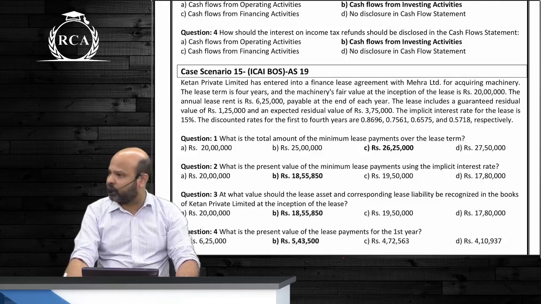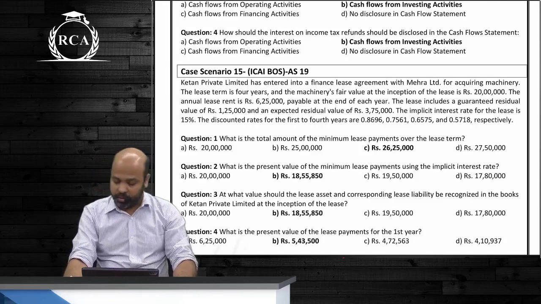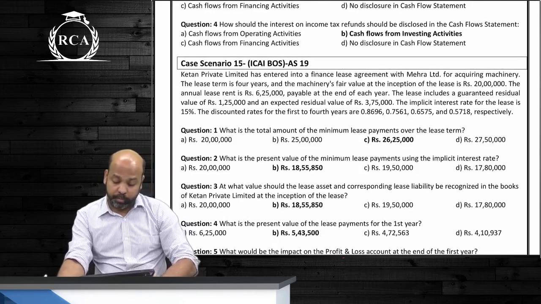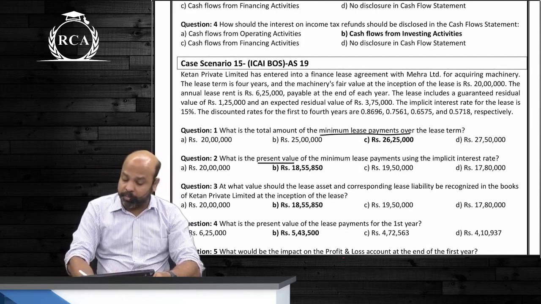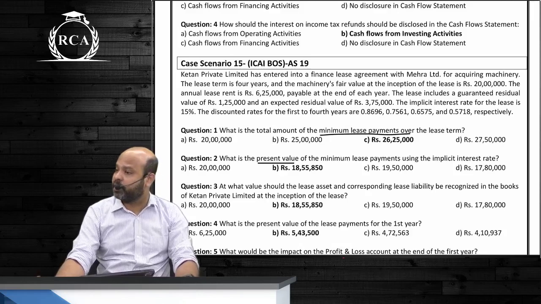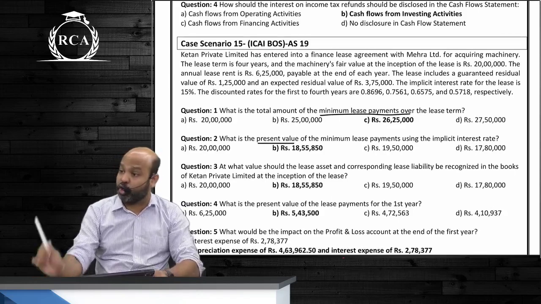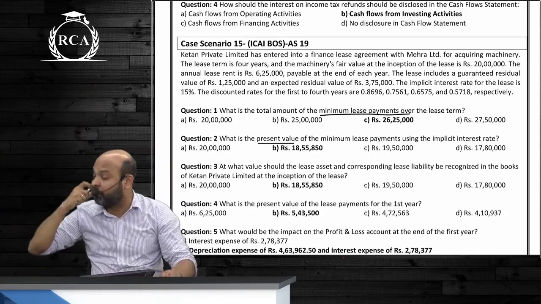Total residual value is 3 lakh 75,000. Out of that, 1 lakh 25,000 is guaranteed. So UGRV is, what is the total amount of minimum lease payments? Point to be noted, they're not asking us present value. Next bit में present value पूछ रहा है. यहाँ पे सिर्फ minimum lease payments पूछ रहा है. Minimum lease payments में will you include UGRV? No. You do not include UGRV. Gross investment in lease के लिए you include UGRV beta, not for minimum lease payments.